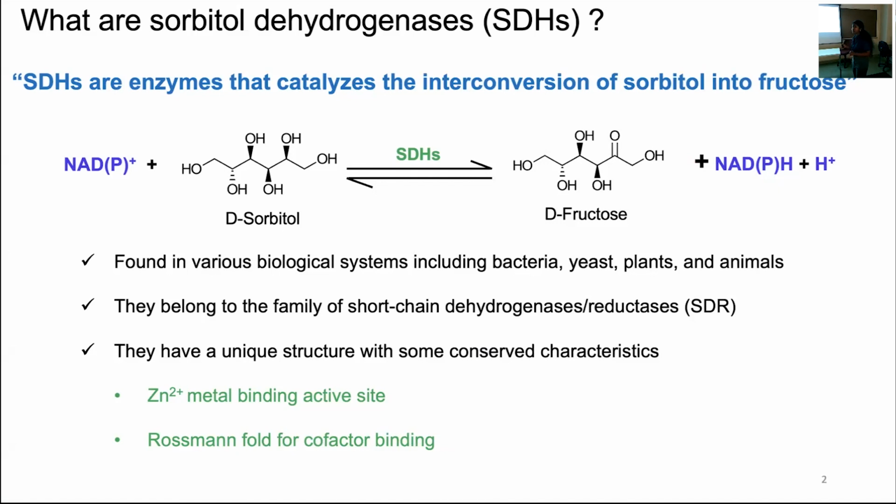There are some evolutionarily conserved characteristics in this particular group of enzymes. That is, they have a zinc metal binding active site, and also they have this Rossmann fold, which is responsible for cofactor binding.